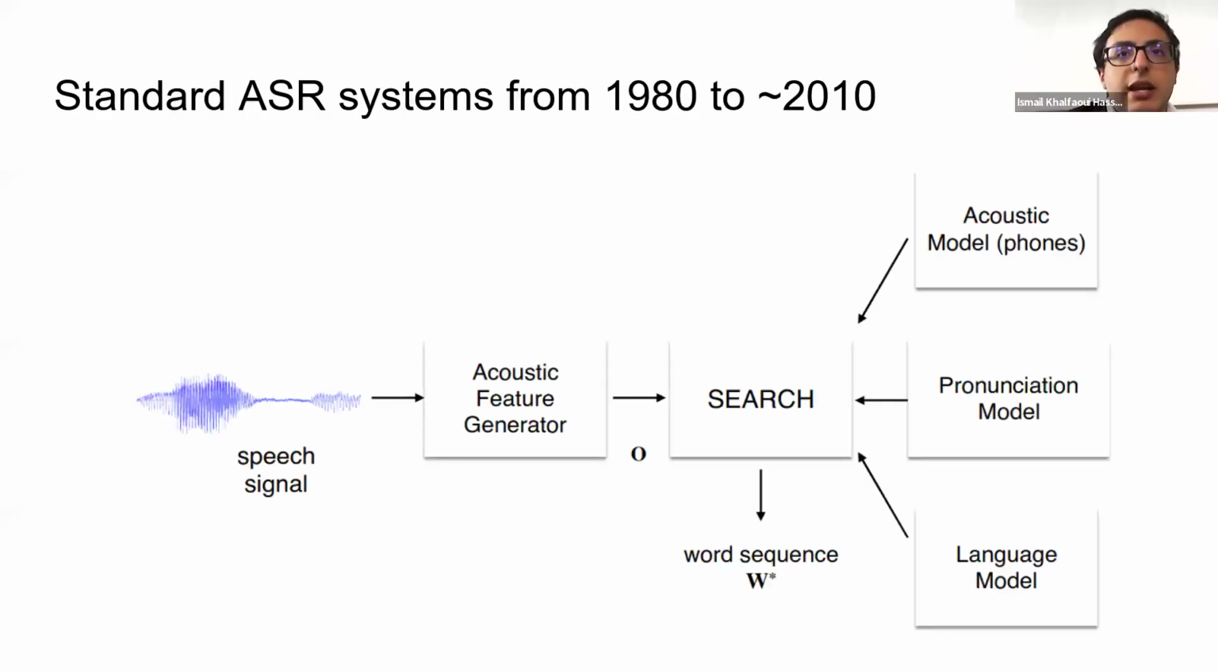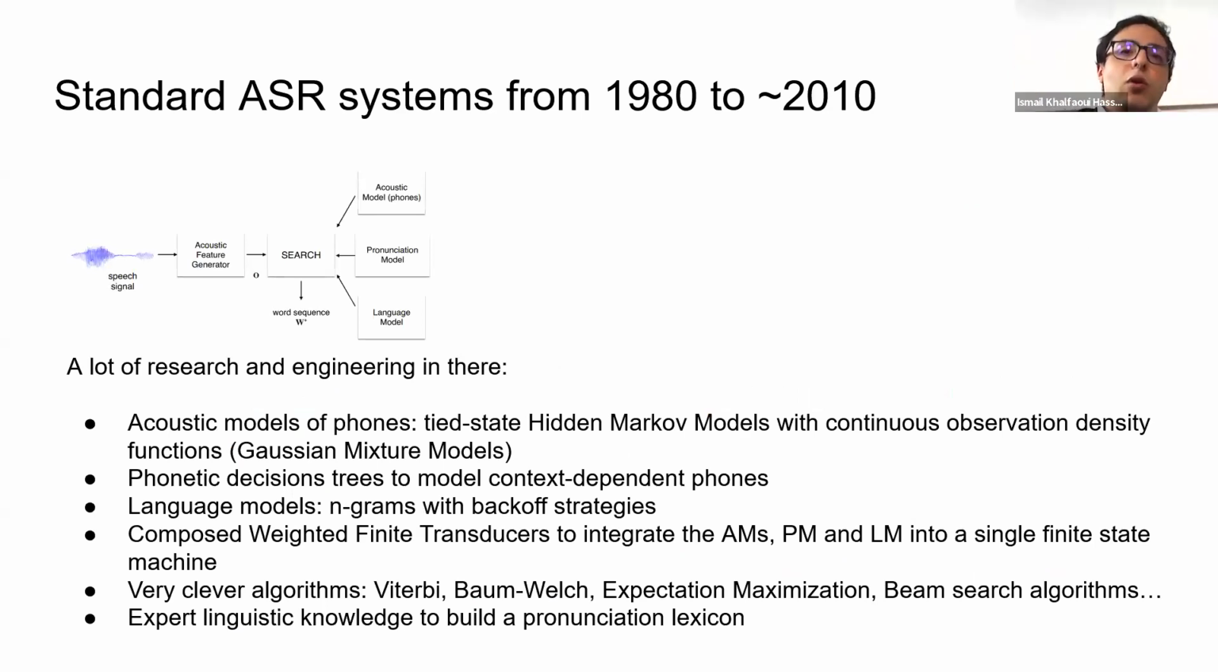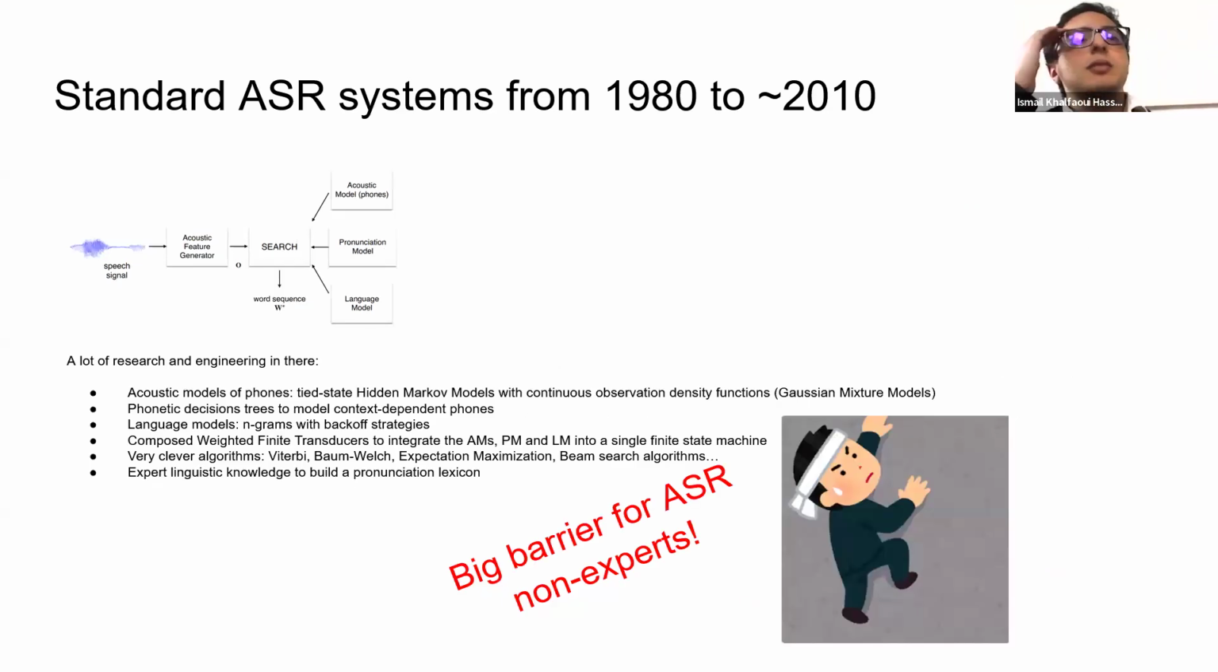Okay, so as you can see, in the 70s and 80s, to make a model of audio and speech recognition, you first had to have an acoustic model for phones. This was done by hidden Markov models. And then you would have a language model and a pronunciation model that were very costly to have. Those were crafted by hand, or some algorithms were used, like n-grams, back-off strategies, Baum-Welch, Viterbi. A really huge barrier for non-experts in the field.